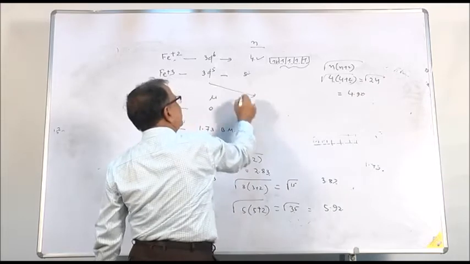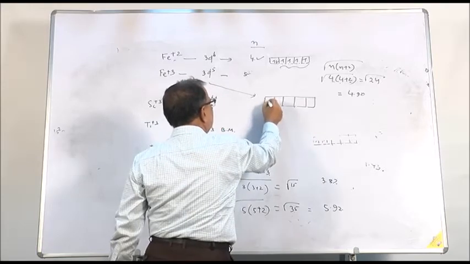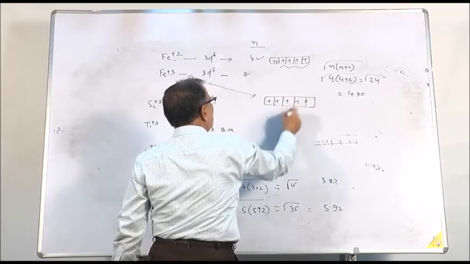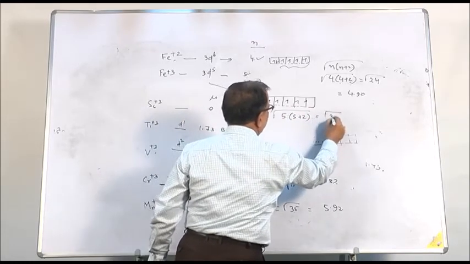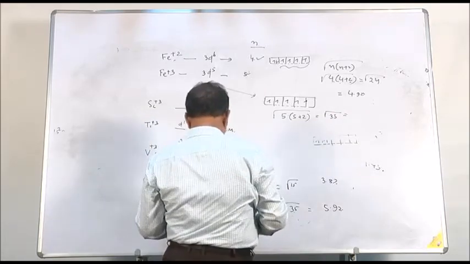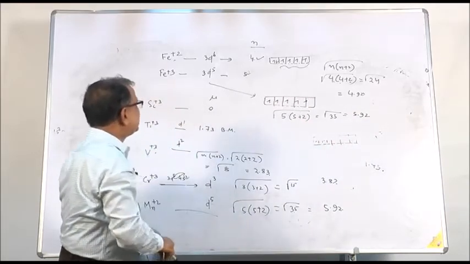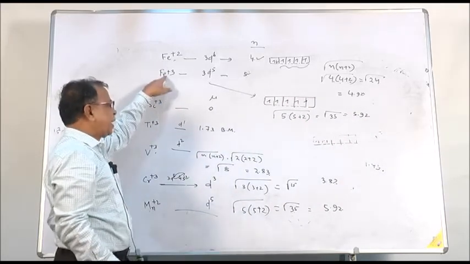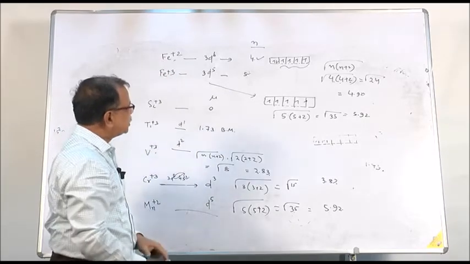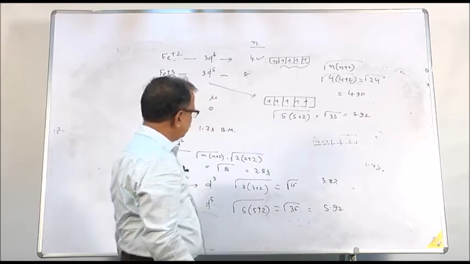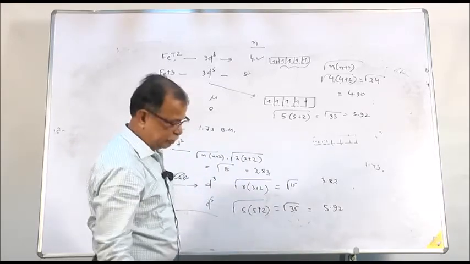And the ferric, it contains 5 unpaired electrons: 1, 2, 3, 4, 5. So the value will be 5 plus 2 root over, that is root over 35, that is equal to 5.92. If the question asks which has higher magnetic moment between ferrous and ferric, you can easily answer that ferric ion has more magnetic moment than ferrous due to presence of more number of unpaired electrons. By this method, we can calculate the magnetic moment of all the elements present in the transition elements.